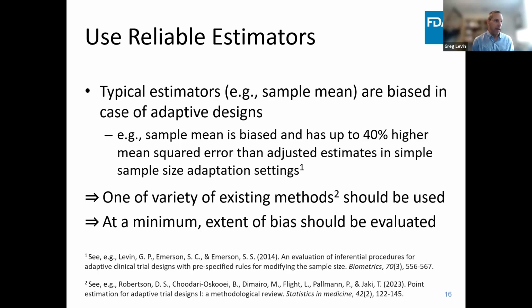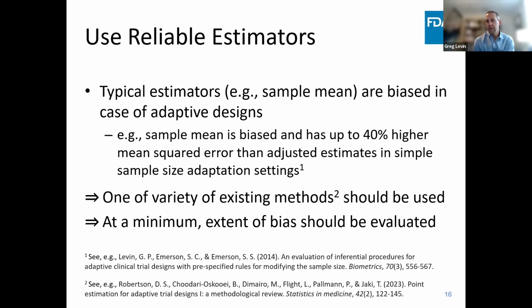And I think this paper by Robertson and colleagues was cited earlier. It's a really nice summary of the many existing methods that are available. The general recommendation I would have is that one of these should be pre-specified and used, or at minimum, the extent of the bias should be evaluated.